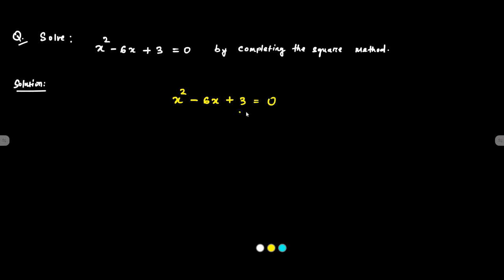Then we'll take this constant to the RHS side. That implies x square minus 6x is equal to minus 3. Now we have to convert it into, here it is minus sign, so it will be a minus b whole square format. So it will be x whole square. Now we have to write 6x in 2ab format.